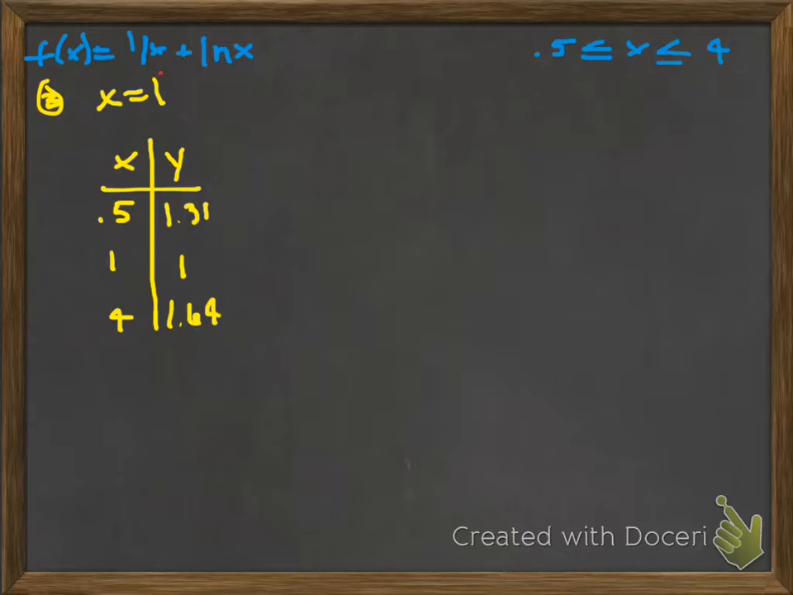Alright, and so what this tells us here is that at x equals 1, y equals 1. And that is our smallest y value that we got out of the 3, which means x equals 1 is a min. And when we plugged in x equals 4, we got the largest y value, which means x equals 4 is a max. And because 0.5 is in between our min and our max, 0.5 is our relative max.